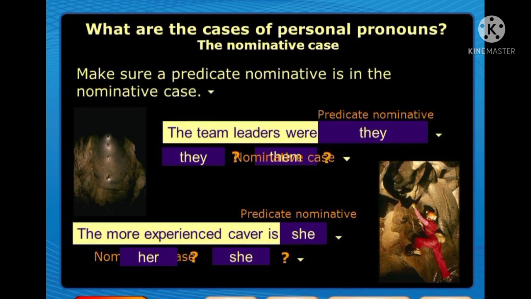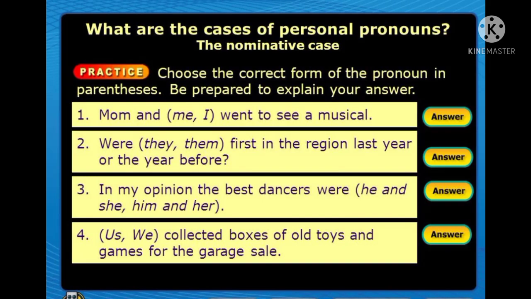Let us try to answer again the two sentences below. Make sure a predicate nominative is in the nominative case. Let us practice. Choose the correct form of the pronoun in parentheses. Be prepared to explain your answer.